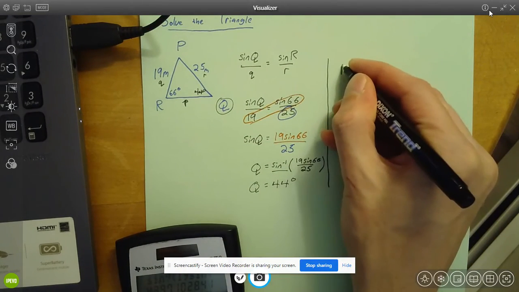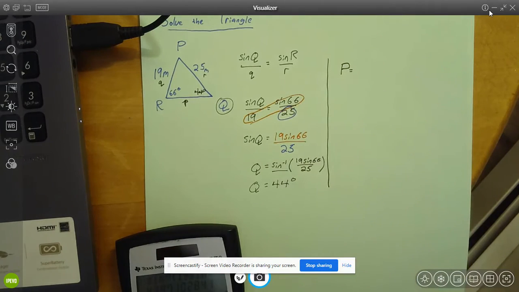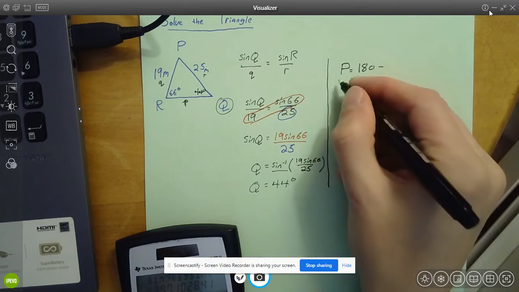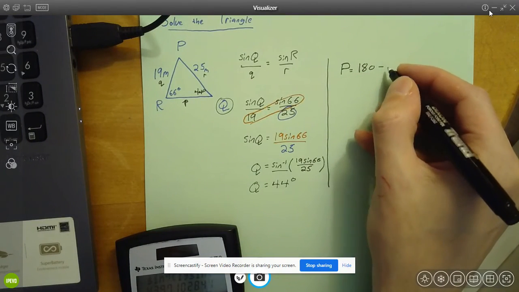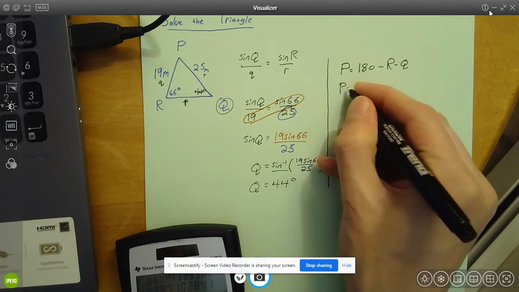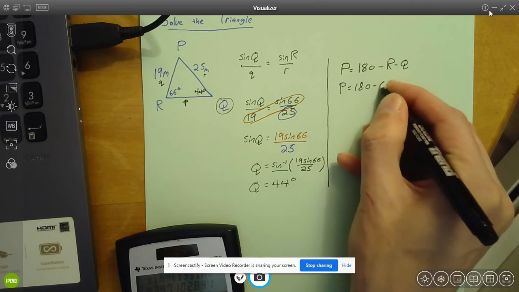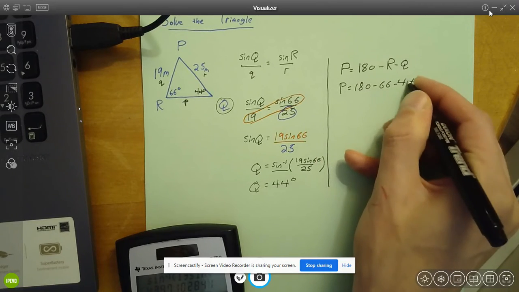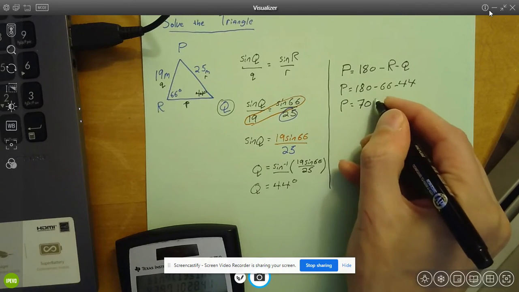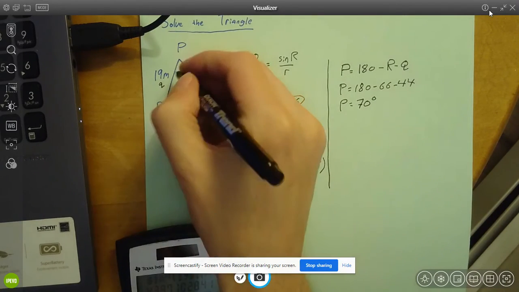I could use trigonometry. It's always easier, much more efficient if I'm trying to find the third angle in a triangle. Well, I know they all sum to 180. So the measure of angle P would just be 180 degrees, subtracting the other two that we already know, R and Q. So by far, the quickest way to find the third angle in any triangle is just to subtract from 180. So P is going to be 70 degrees.